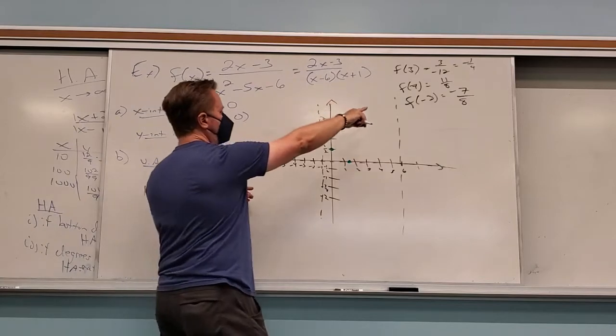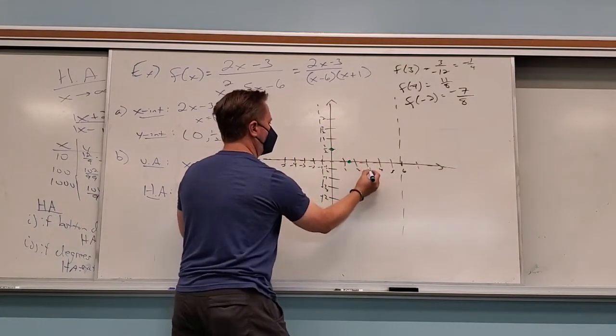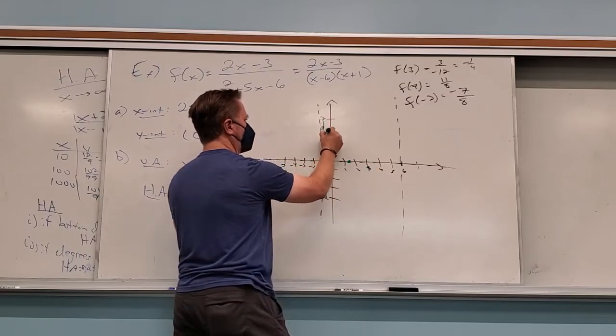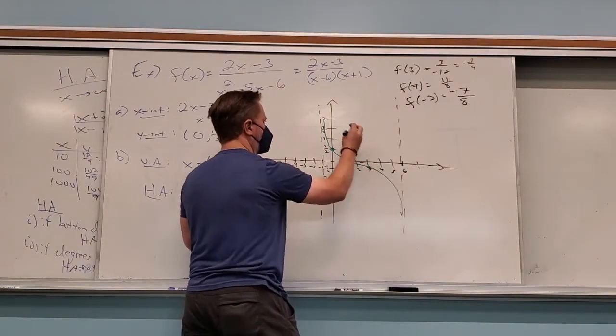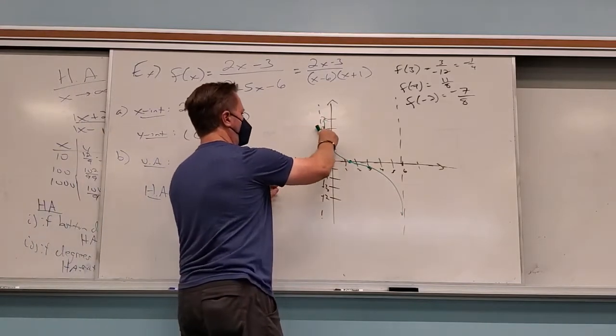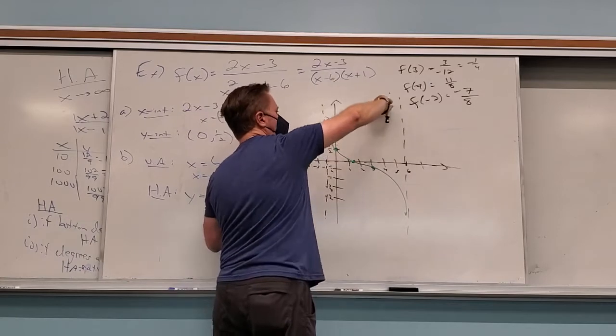F of 7. So real quick, I'm sorry. Let's do f of 3 is negative 1/4, so that's right there. Do you see how here it's doing this? Here it's doing this. Do you guys see that? How do I know it's not doing this?